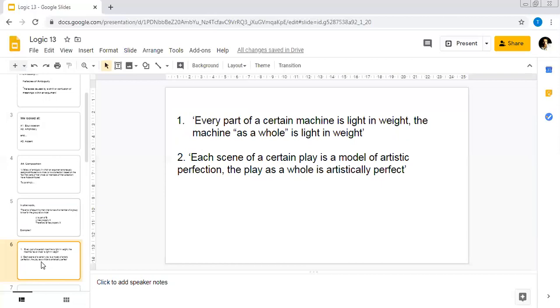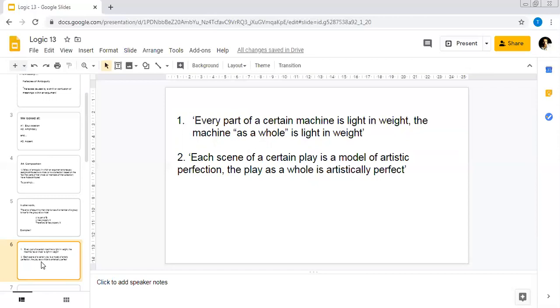So if we say that every part of a certain machine is light in weight, the machine as a whole is light in weight. But it doesn't work like that, right? We know that sometimes the parts are light, okay? So we have screws and all kinds of stuff that make up a machine or that make up a component or something else. But that does not mean that the machine itself becomes light, right? What if there are thousands and thousands of light parts? Just because all those thousands and thousands of light parts are not heavy, that does not mean that the machine when assembled is also going to be light or not heavy.